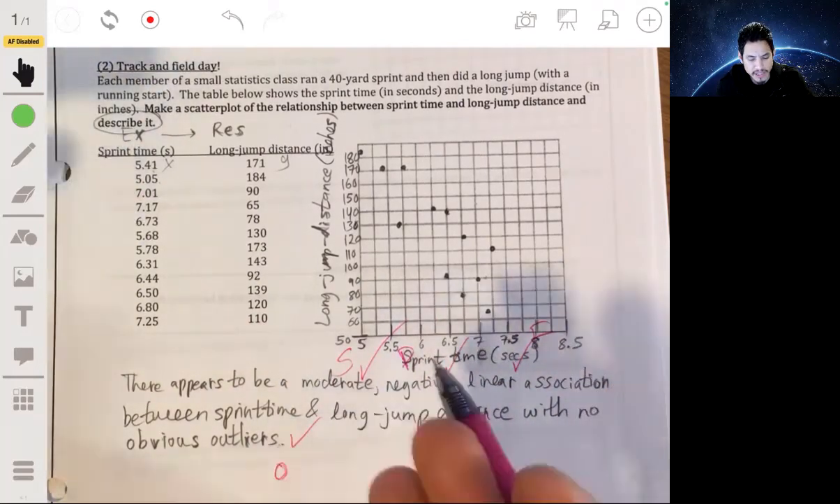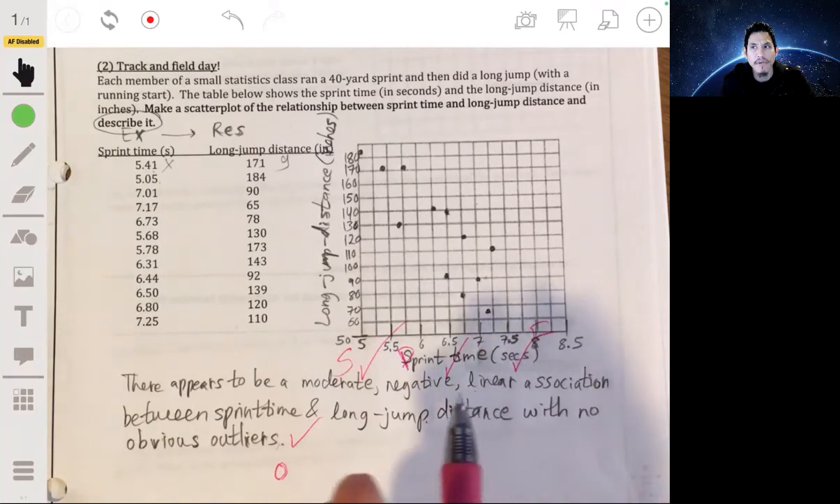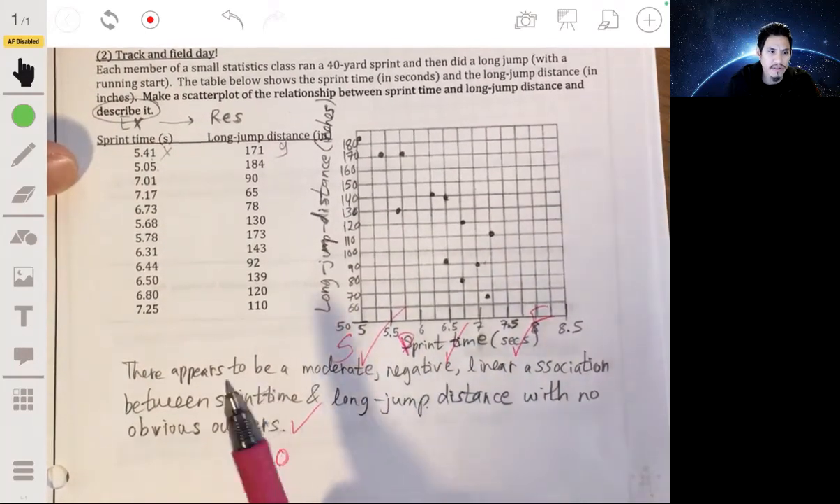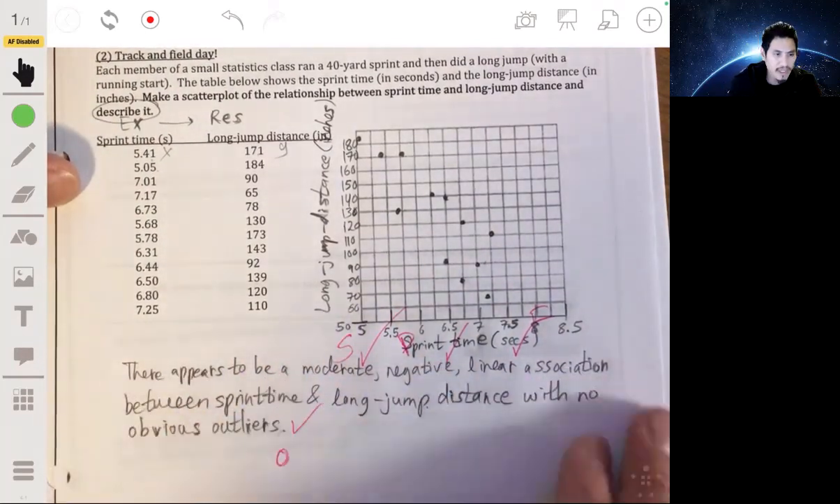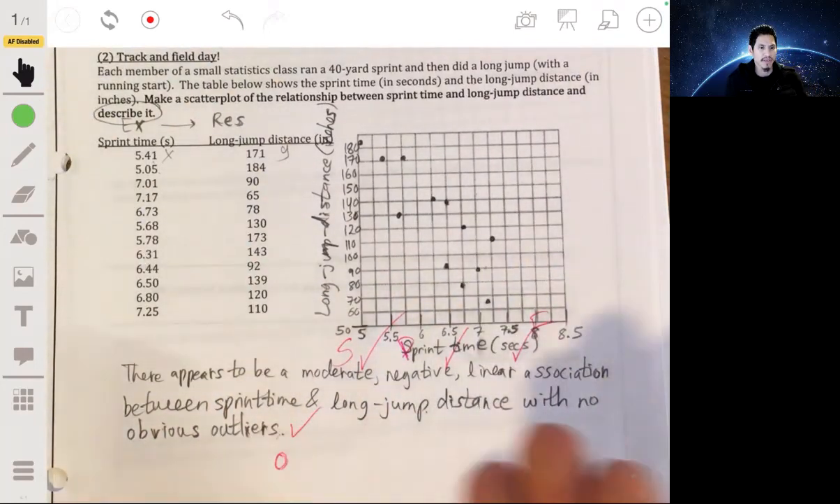I usually like to have a general sentence form that I use with my students. So if you want, you can use something like this, where you're always mentioning the relationship in this sort of way.